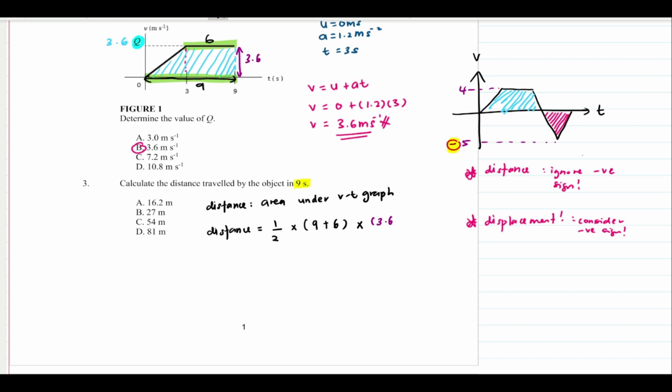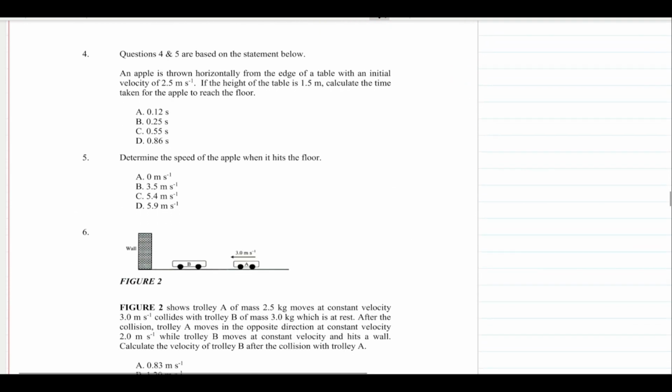Okay, therefore, the distance you akan dapat nilai dia adalah 27. Okay, so very simple. So now let's proceed to question number 4.